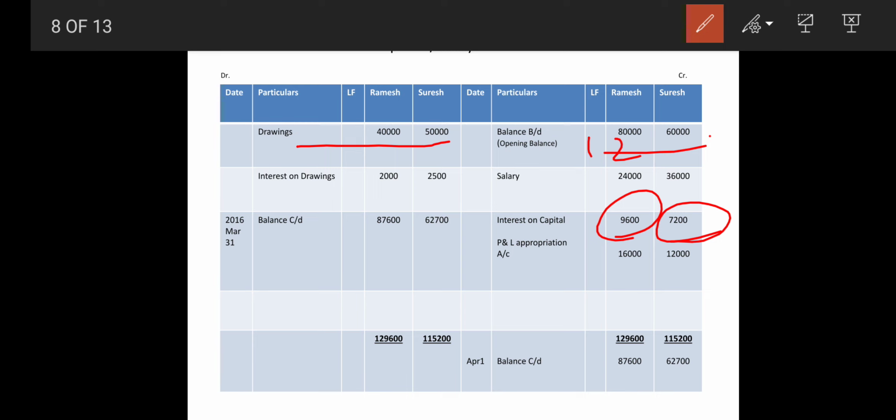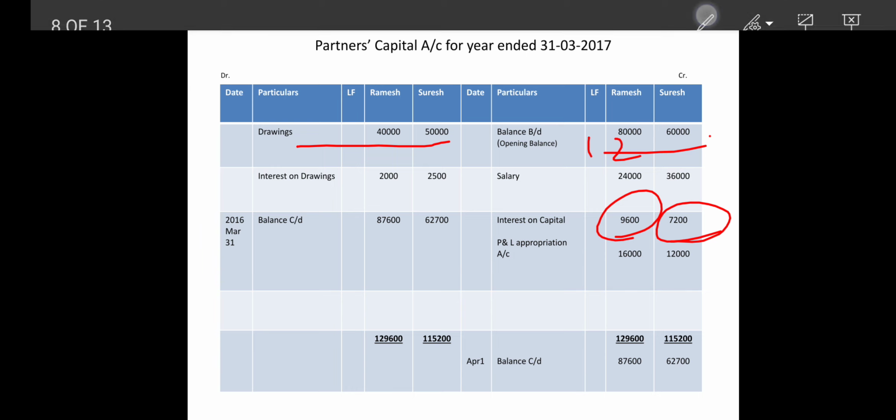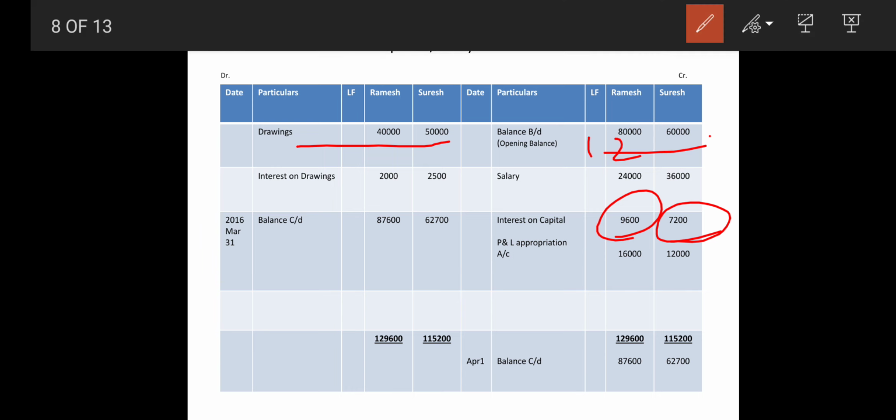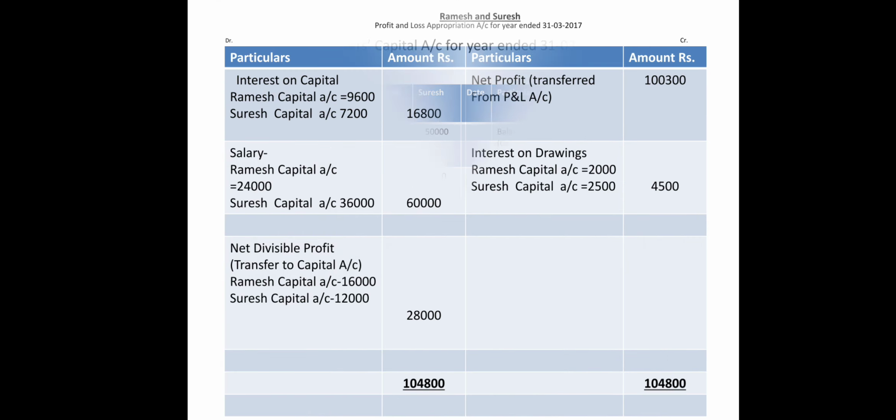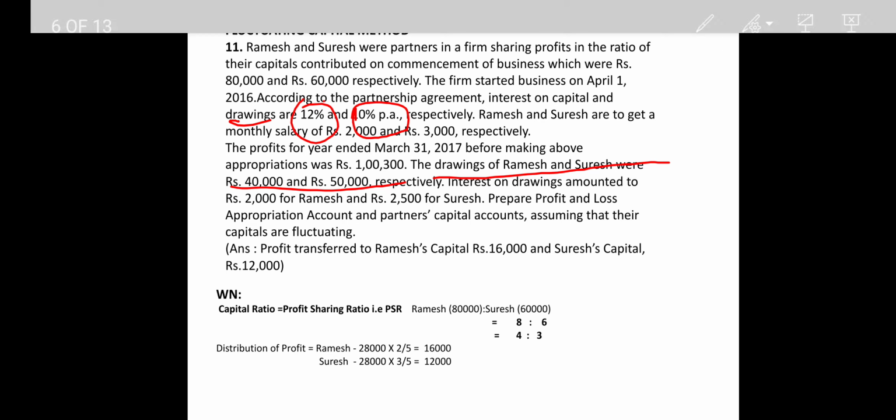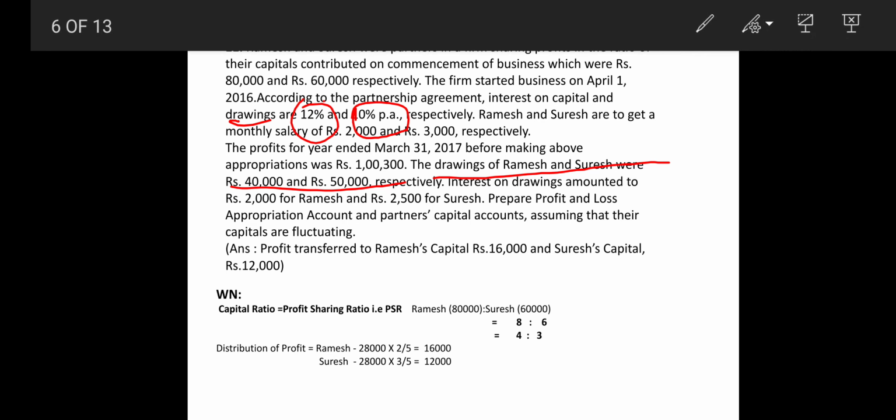And at the same time, drawings is how much? Interest on drawings is 10%, but here nothing about time is mentioned, so we have to take 6 months. So 6 months interest on drawings will be 2,000 for Ramesh and 2,500 for Suresh. So I have shown how to do this interest on capital and interest on drawings.